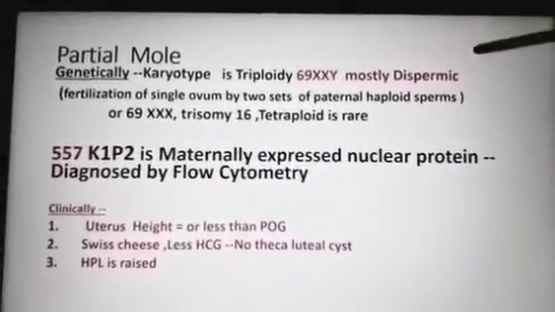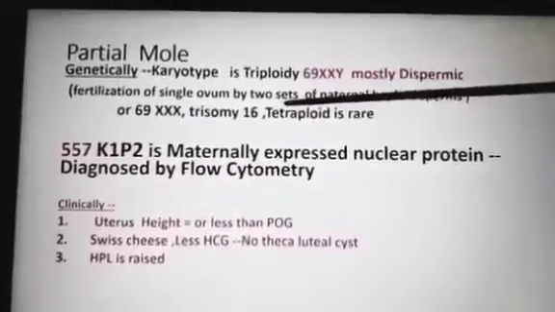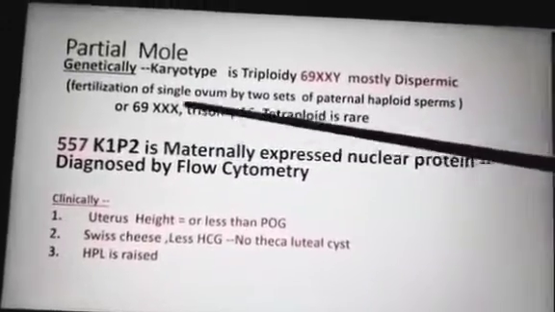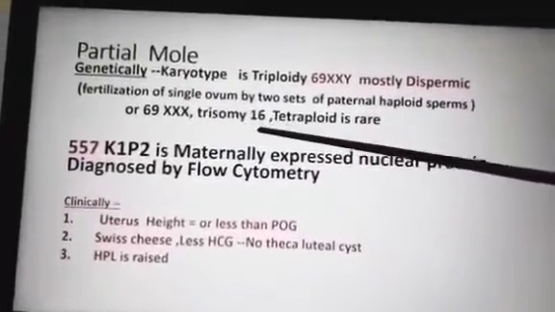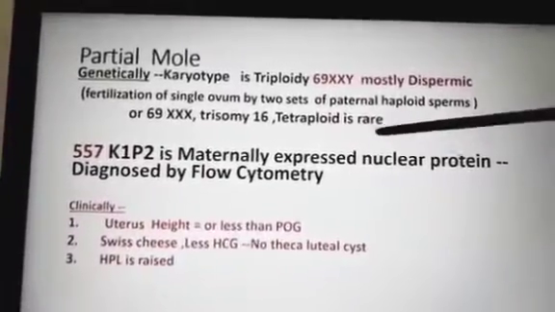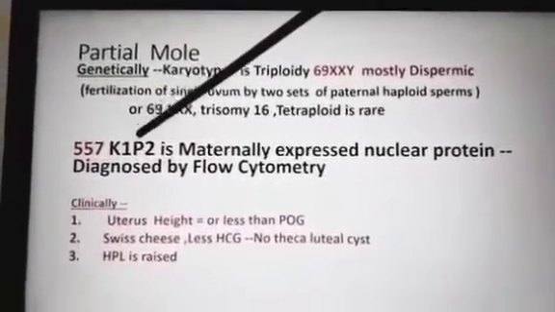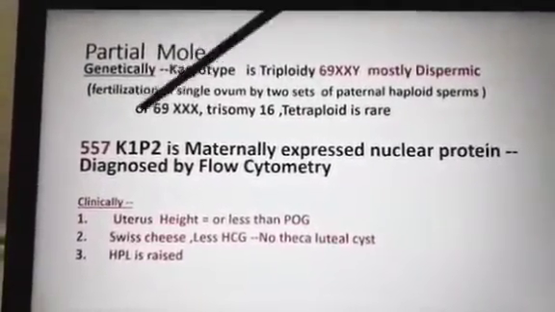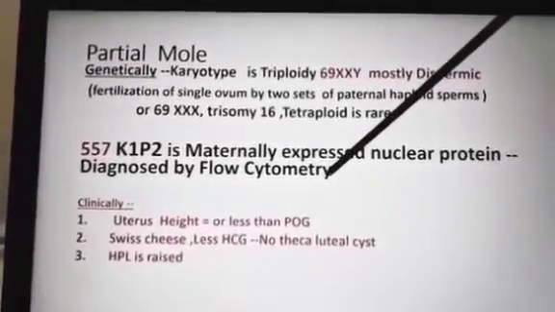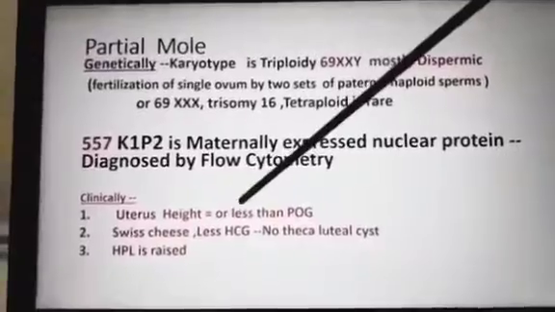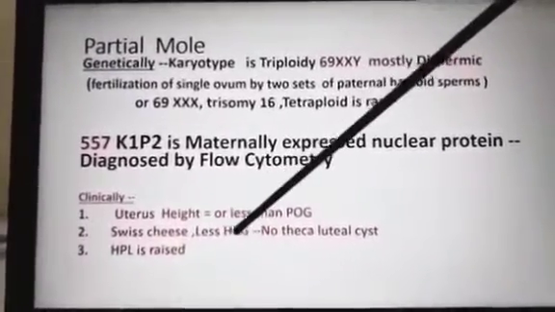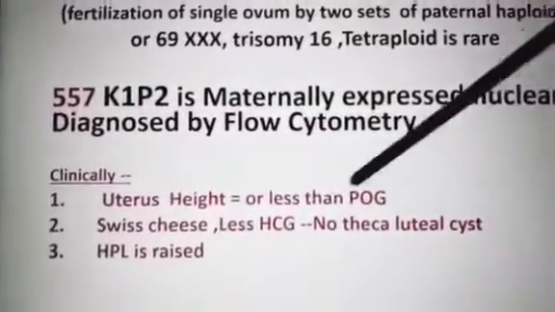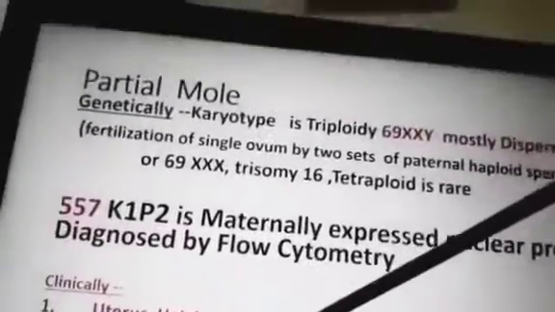69XXY. Mostly it is dispermic. Fertilization of a single ovum by 2 sets of paternal sperms. Or it can be 69XXX. Trisomy 16 may be there, or tetraploid is a rare entity. P57KIP2 is a maternally expressed nuclear protein identified, where it can be diagnosed by flow cytometry. Clinically, the height of the uterus may be equal to or less than the period of gestation. Swiss cheese pattern is seen on sonography. HCG levels are less. Naturally, no lutein cysts are seen. HPL level is raised in cases of partial mole.